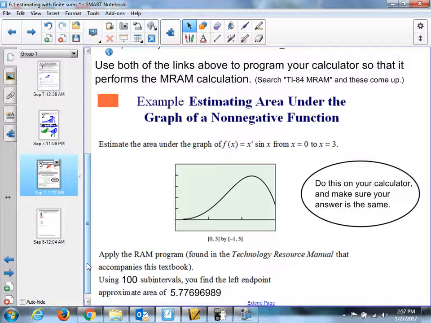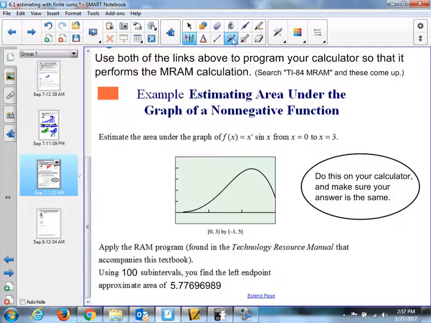Now, I had them estimate using this, but here I want to do this on your calculator. If you used 100 strips in this scenario, and we actually used the program, we got 5.77696989, and we used our calculator to verify that. Make sure your answer is the same. I'm going to tell you guys right now, there's a little secret here. But it doesn't matter anyways.